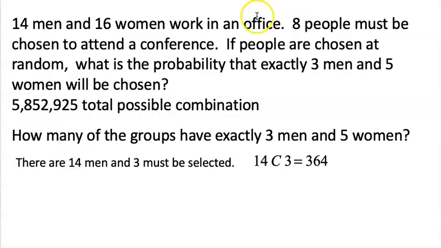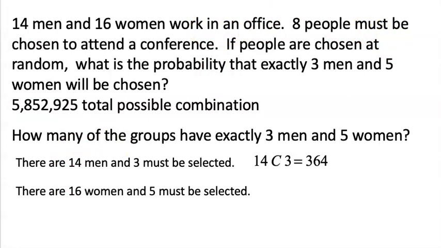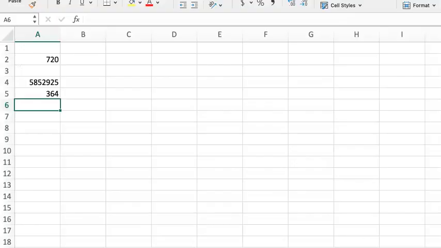How about the women? We have 16 women. We need to select 5, so there should be more, right? 16 women, I've got to select any group of 5 of those 16 women. I expect that number to be quite a bit larger than 364. So that's 16 choose 5. Let me jump to Excel again.